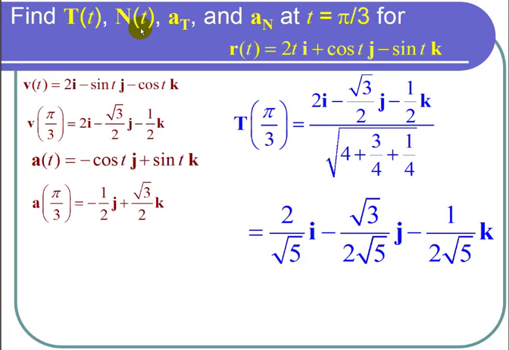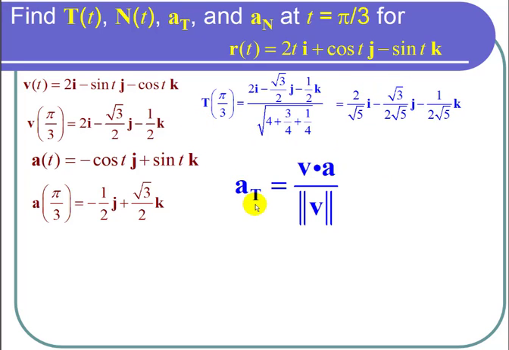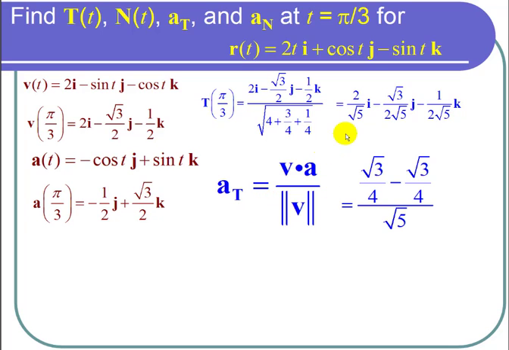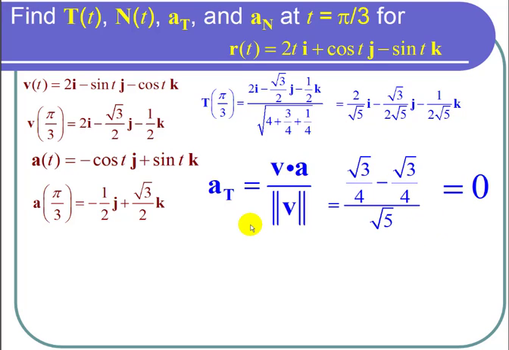For now, I'm going to skip the unit normal vector and move right to the tangential component of the acceleration. To do that, I use a formula that says that a sub T is v dot a over the magnitude of v. So let's find the dot product. That's going to be 2 times 0, minus negative root 3 over 2 times negative 1/2, and then plus negative 1/2 times root 3 over 2. And the magnitude of v, remember, was root 5. But anyhow, I get root 3 over 4 minus root 3 over 4 on the top, so this fraction is just 0. So the tangential component of the acceleration vector at pi over 3 is equal to 0.